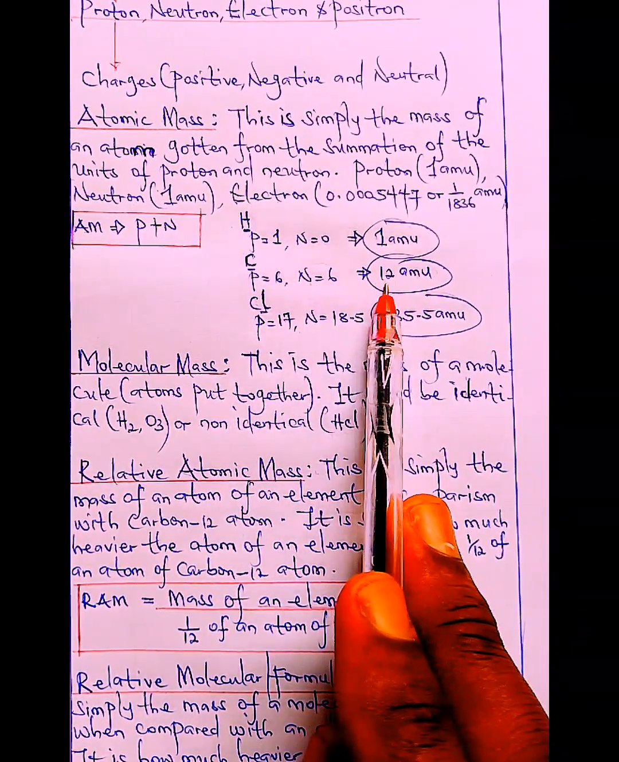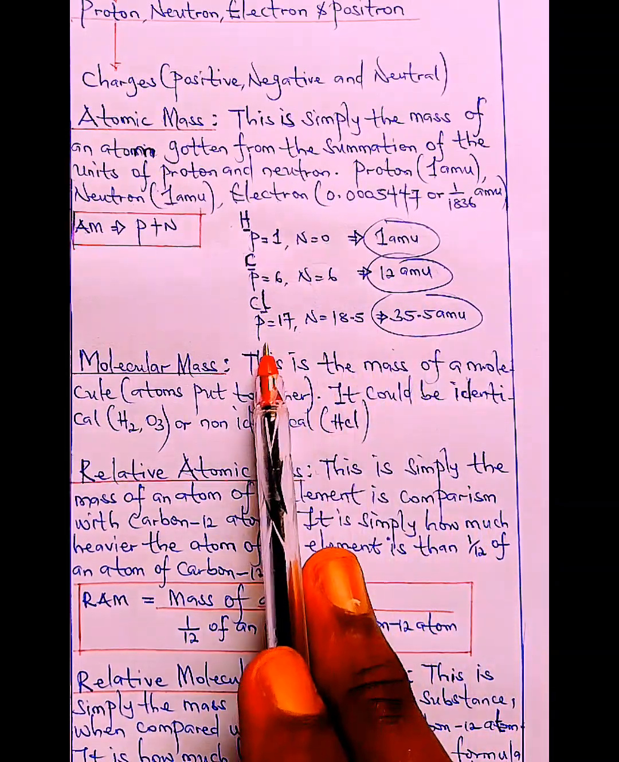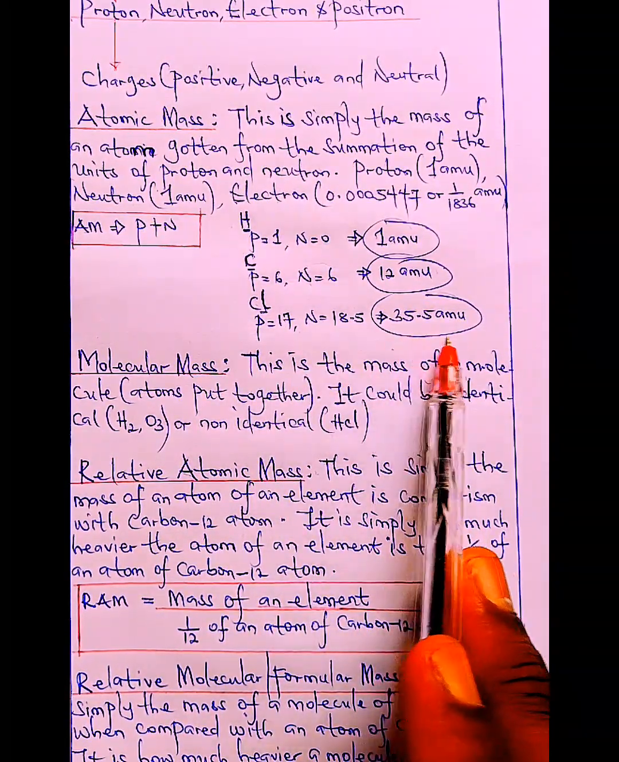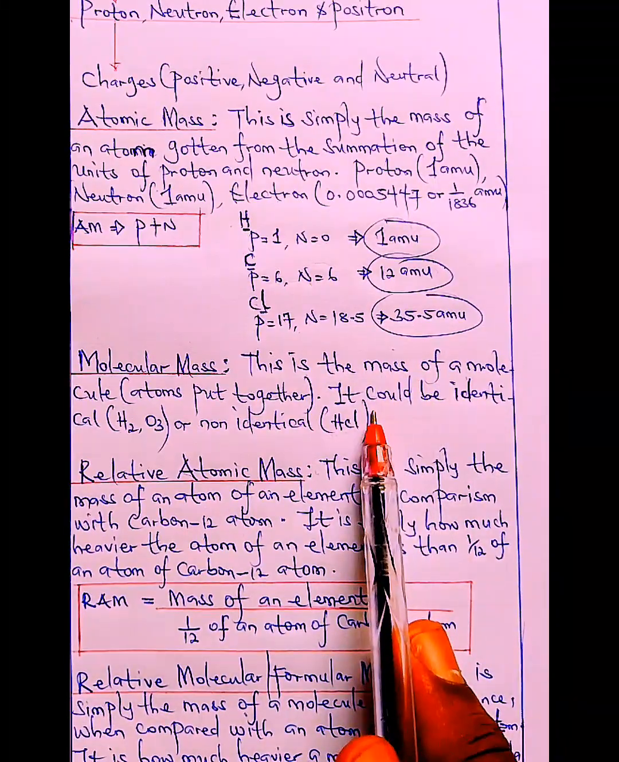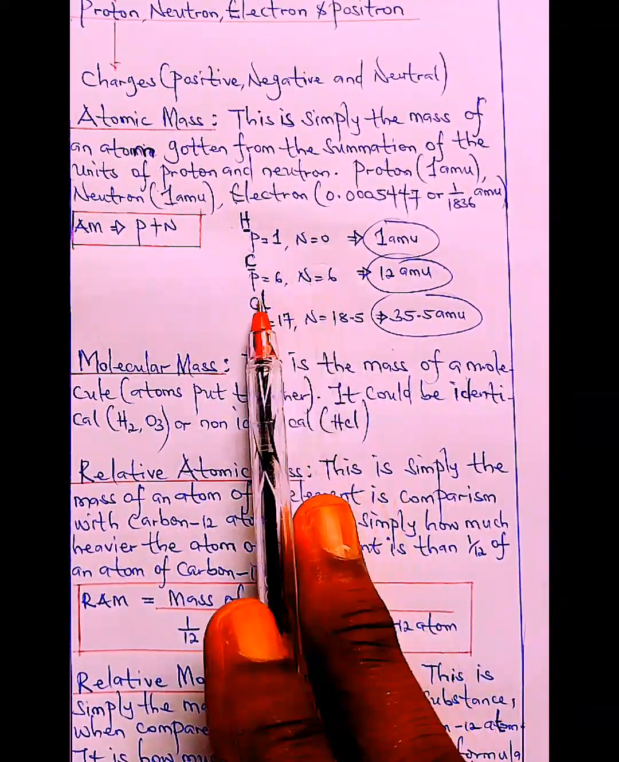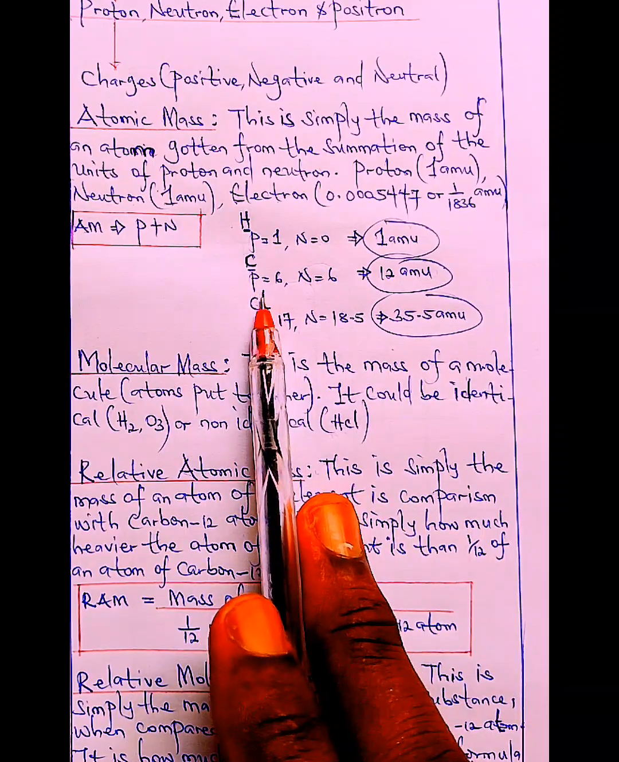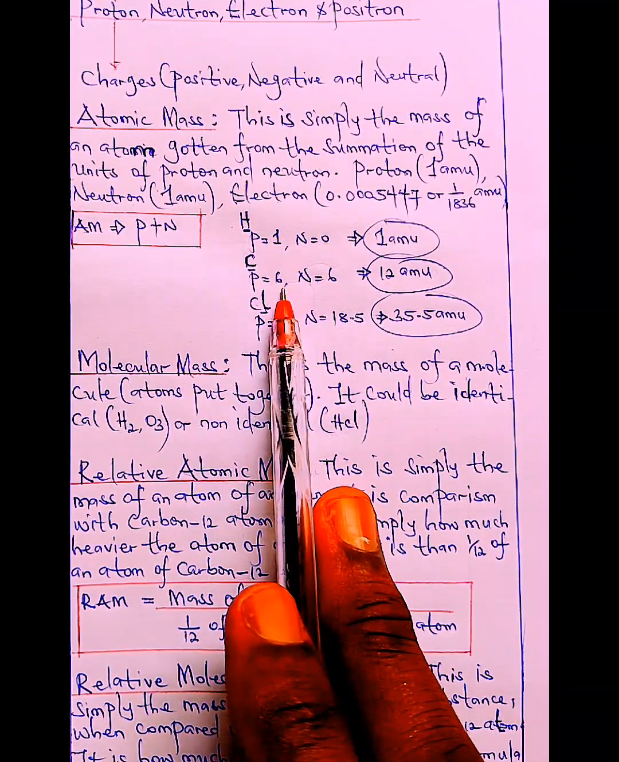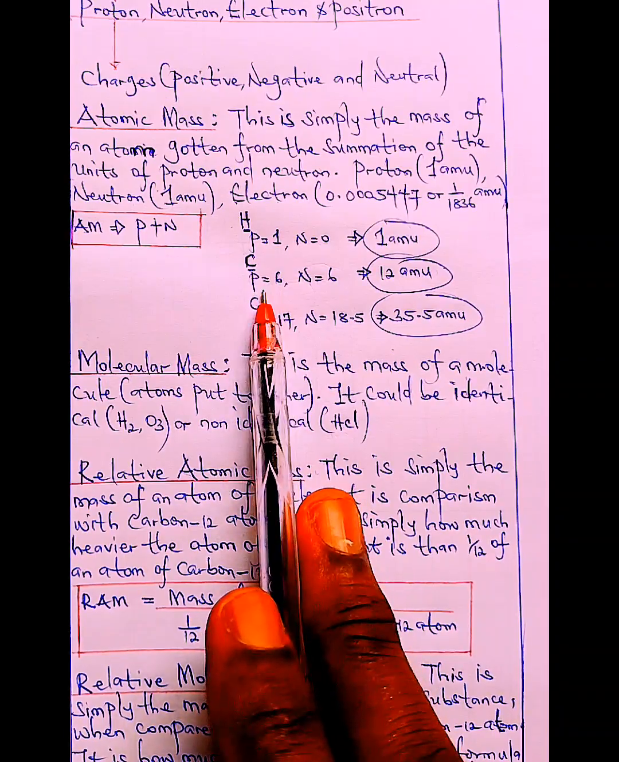So we end up having 12 atomic mass units, unlike chlorine, which on the other hand is 35.5 atomic mass units. But for carbon-12, we have 6 protons and 6 neutrons. Don't forget, the proton count is called the atomic number. Elements are arranged on the periodic table based on their atomic number. Carbon is number 6 on the table, so we have 6 protons.